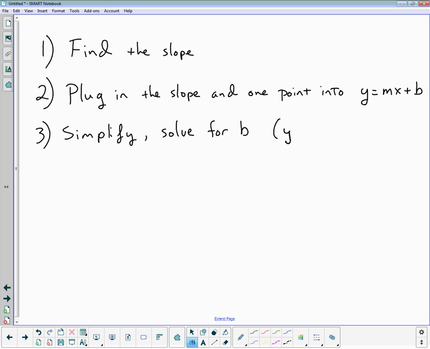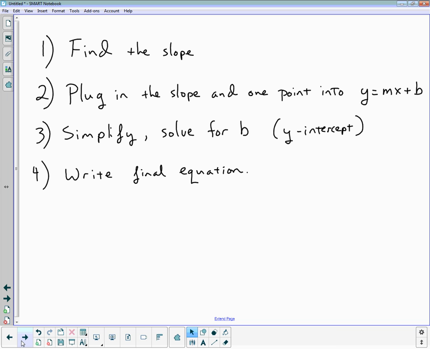Remember, b is the y-intercept. And fourth, write your final solution. Those are your steps.